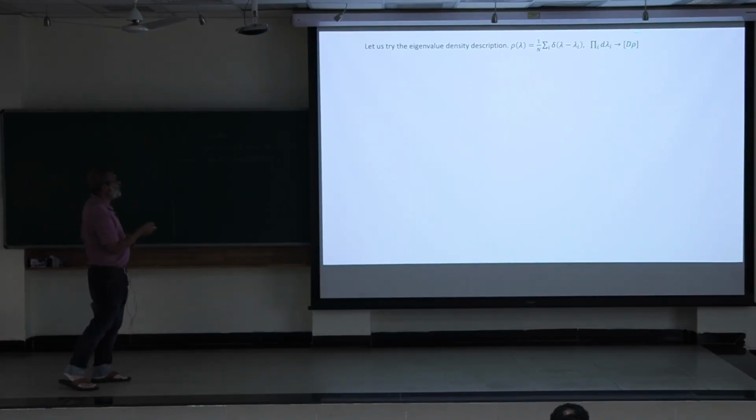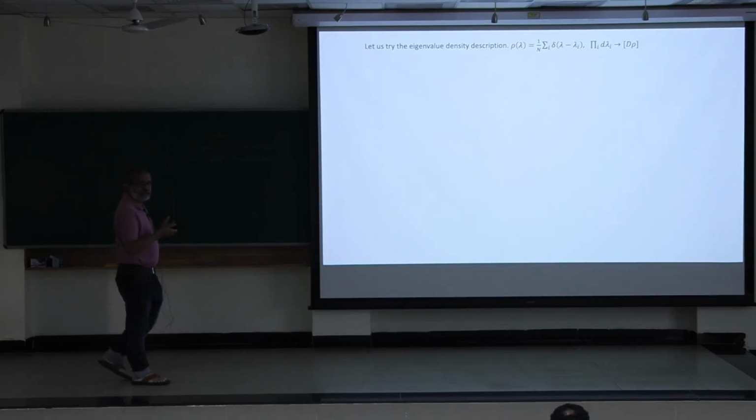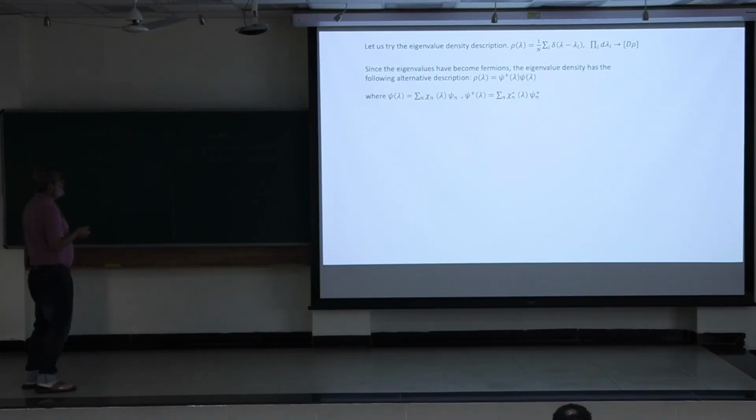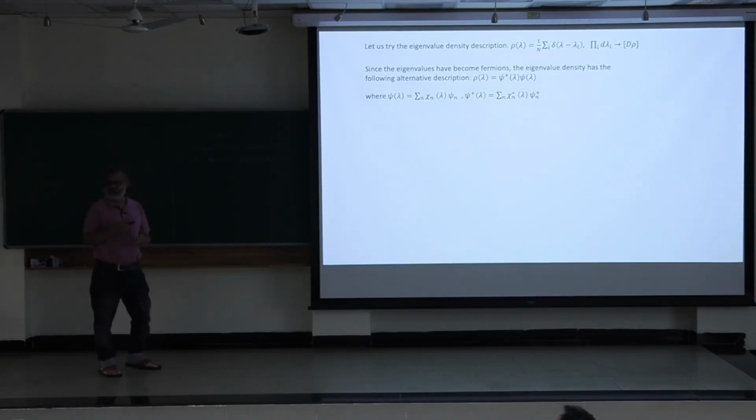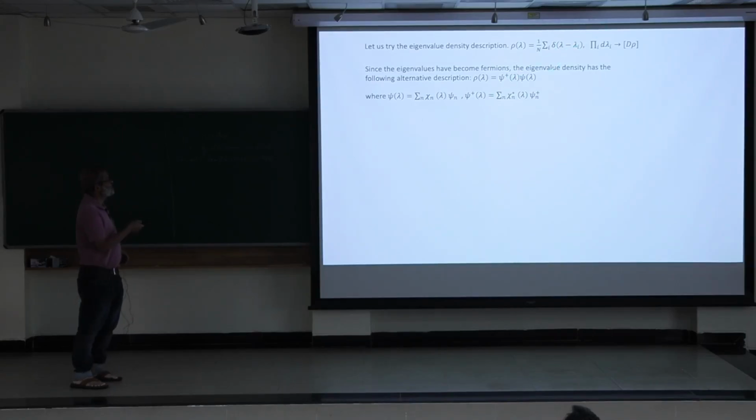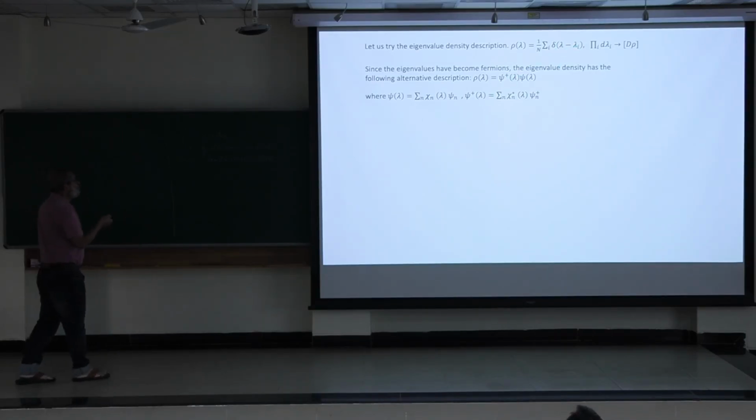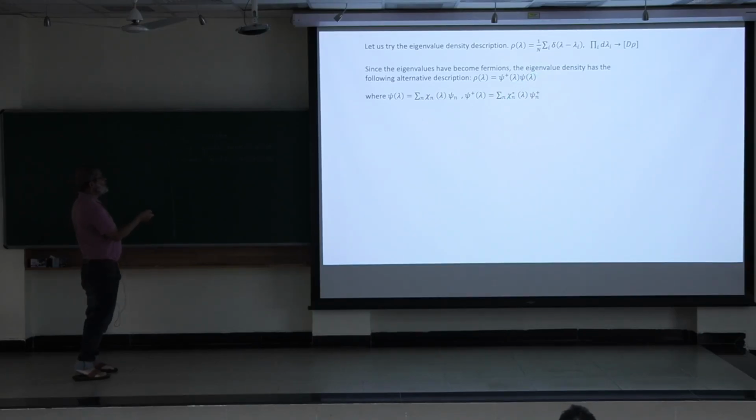If anything, if I try such a thing, I should do a distributional integral rather than a functional integral. All right. Since the eigenvalues have become fermions, the eigenvalue density has the following alternative description: psi dagger lambda psi lambda. My favorite chapter in Feynman's lectures on statistical mechanics beautifully explains how this is the same as that. It's amazing. Anyway, I defined second quantized fermion fields as so, where psi-n are the annihilation operators for the mode n, and psi-n dagger are the creation operators for the mode n.